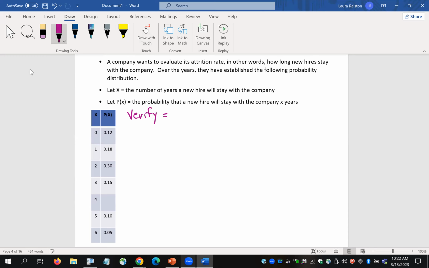Okay, so I want to verify that all of my probabilities are between 0 and 1. Well, as I'm looking down through there, 0.12, 0.18, 0.30, 0.15, I don't have the value for 4 years, 0.10 and 0.05. So I'm not quite sure yet. I also know that the probabilities have to total to 1. But again, I don't know the probability for 4.